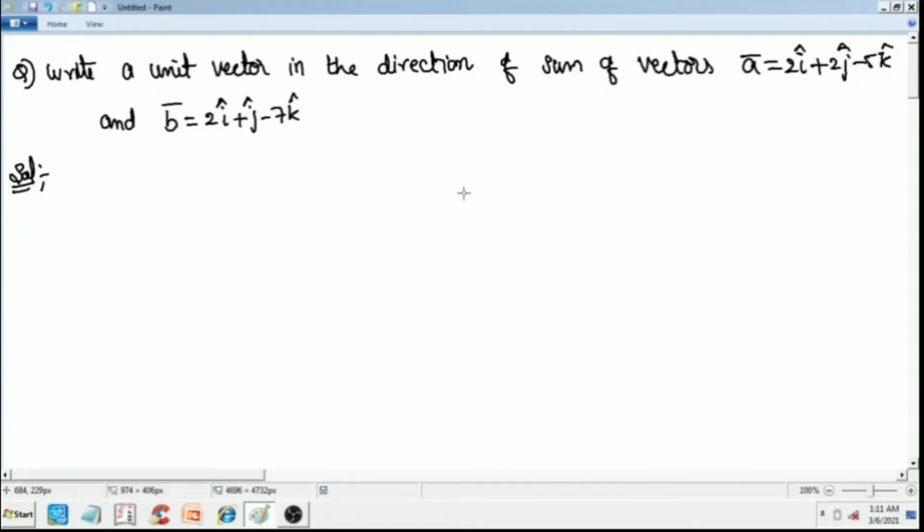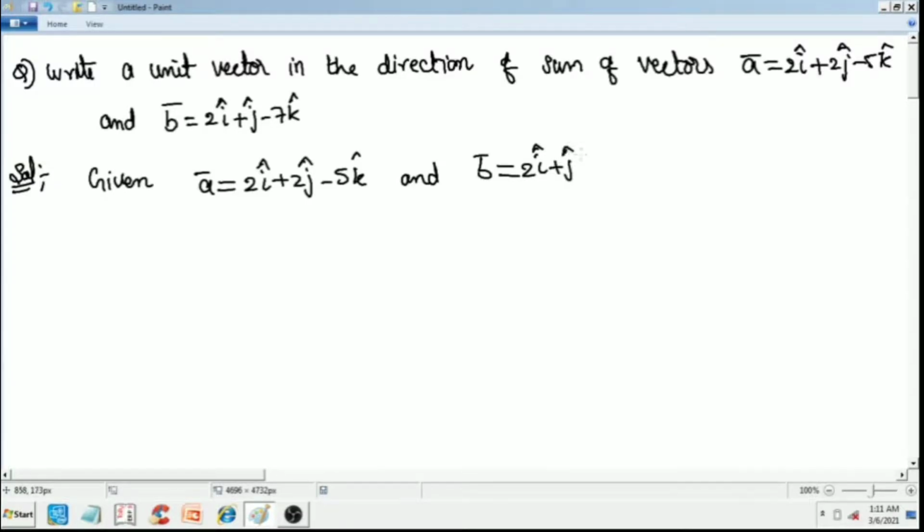Hello guys, in this class we are going to discuss vector problems. So here we have a question. Write a unit vector in the direction of sum of vectors a and b. So first of all, write what is given. Given a bar is equal to 2i plus 2j minus 5k and b vector is 2i plus j minus 7k. Here it is asking for the sum, so I am doing addition.